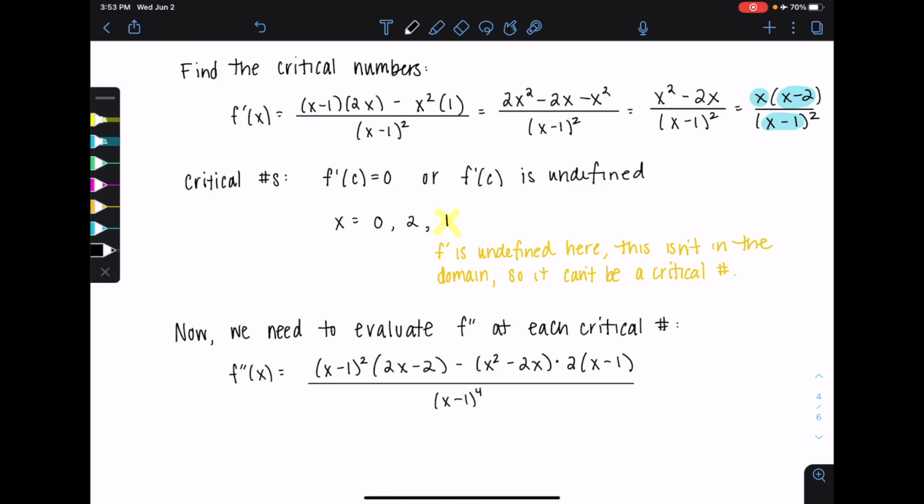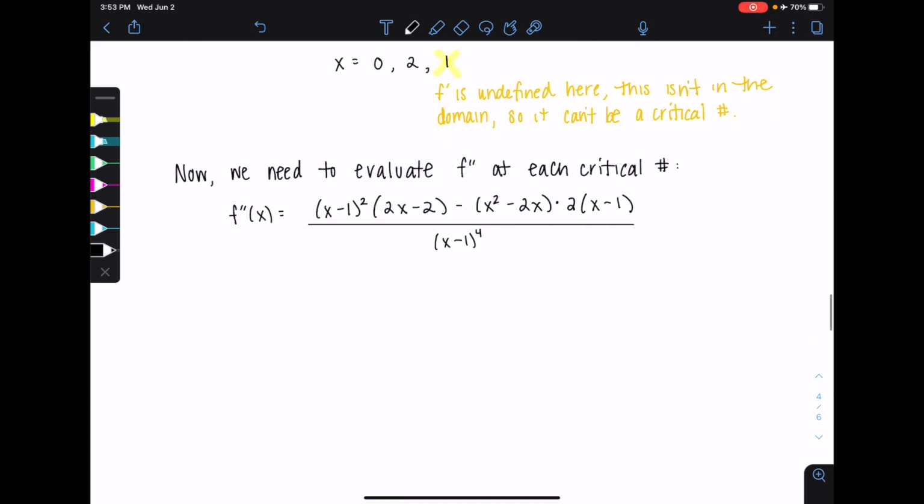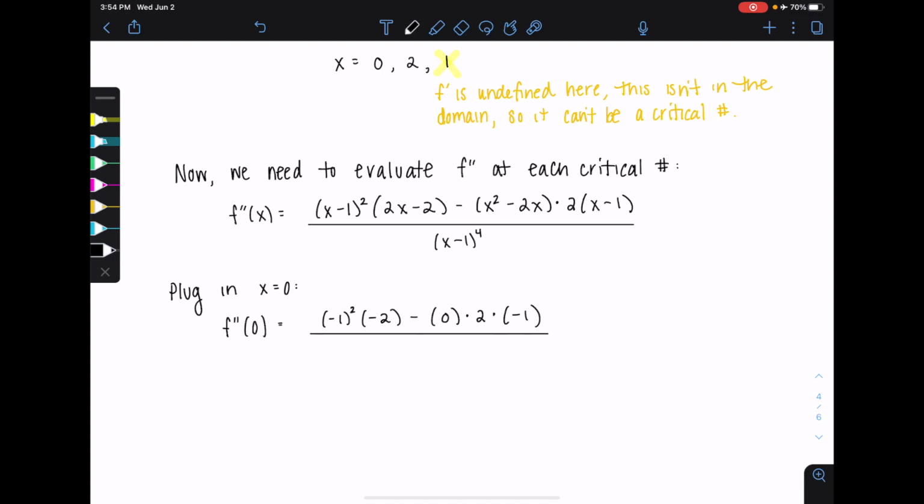Now you can simplify this if you want to, but really you're just going to plug in 0 and 2 and you want to see the sign, so there's no point expanding all of this out. So if we plug in 0, that will give us 0 minus 1, so negative 1 squared. 2 times 0 minus 2 is negative 2. Minus 0 squared minus 0 times 2 times negative 1. And then completely divided by negative 1 to the fourth.